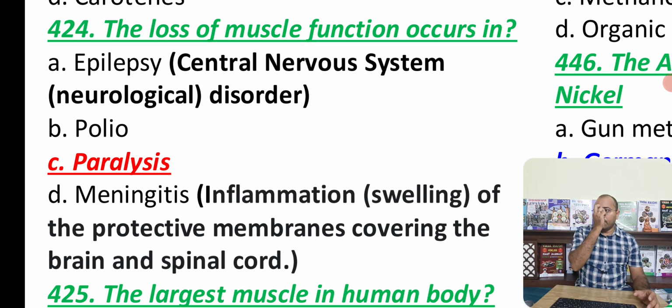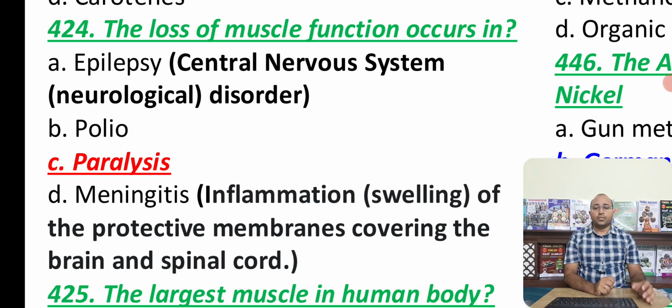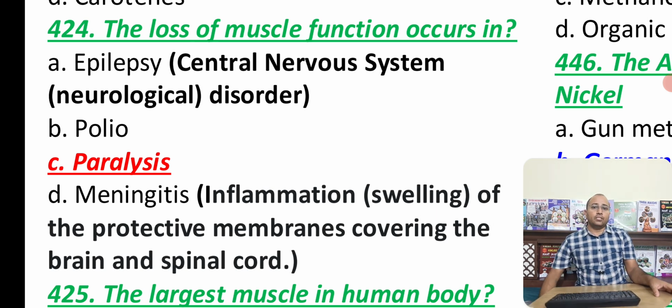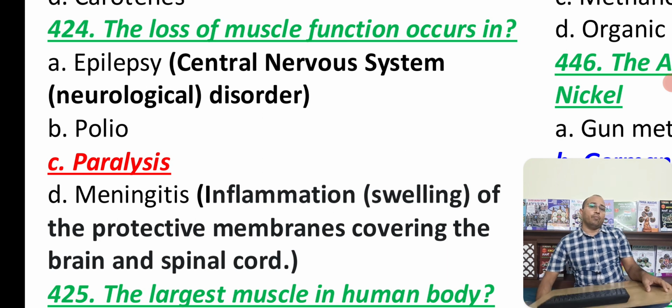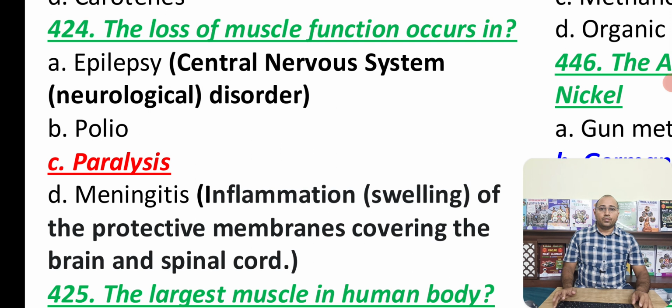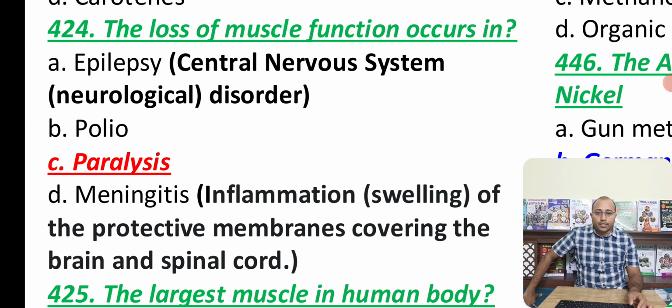Now we have something called epilepsy. Directly the central nervous system gets disturbed, so you will get the disorder there. Meningitis, you know about meningitis. It's a disease related to the brain. In this disease what happens is inflammation of the protective membrane, the meninges, in the brain or the spinal cord. We may have these kinds of meningitis problems.